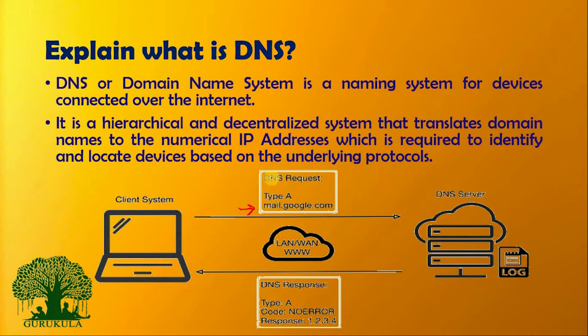a request, we call it a DNS request. So we type in google.com, and this google.com will be sent to the DNS server, and the DNS server will have a giant logbook which will have the mapping of all the domain names and the corresponding IP addresses. By referring to this giant logbook, the DNS server will respond back.